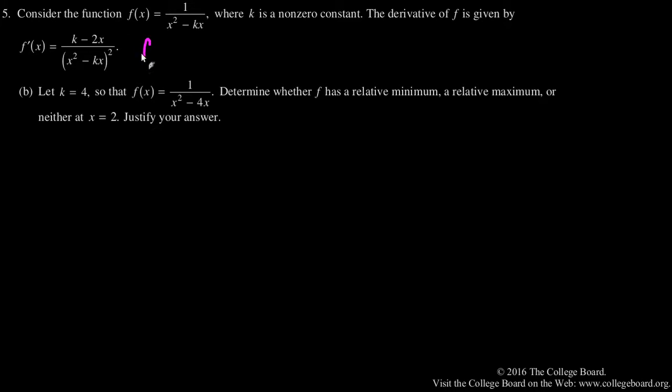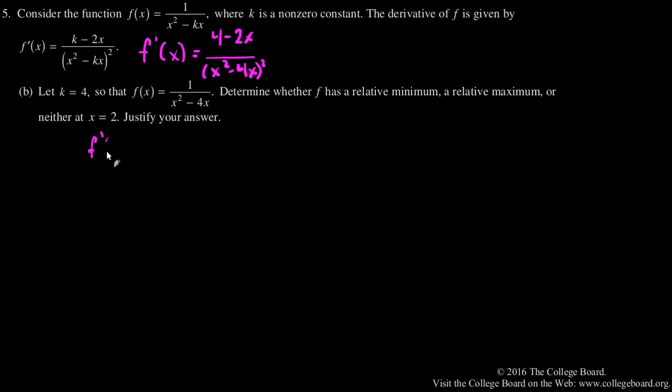So let me write out what f prime of x is, where k equals 4, so that's going to be 4 minus 2x all divided by x squared minus 4x all squared. And so the first thing I need to see is, do we have a critical point? Is f prime either undefined or 0 at x equals 2? If it's not, we have neither. But if it is, we could have an extreme value.